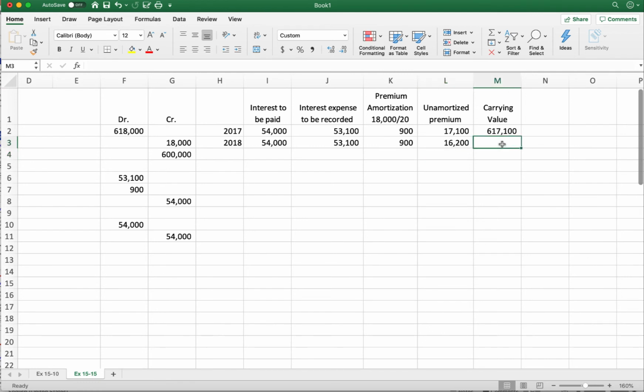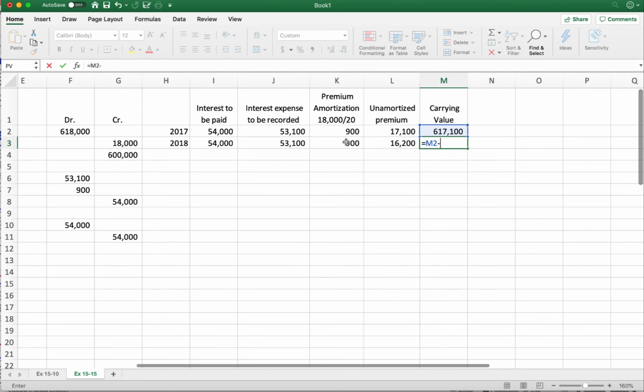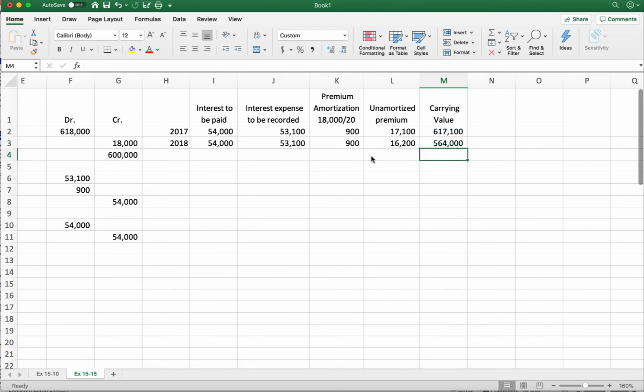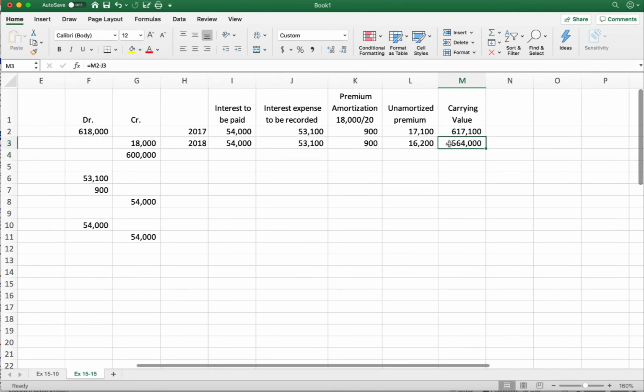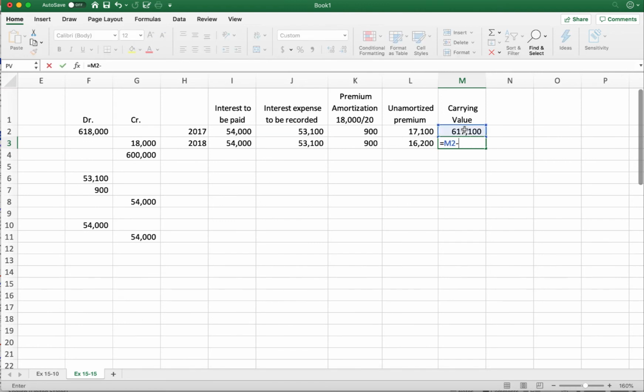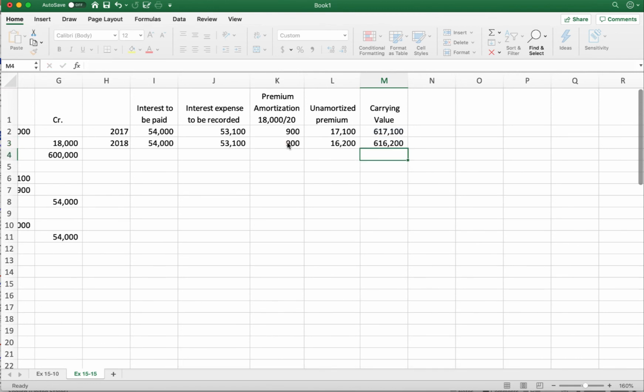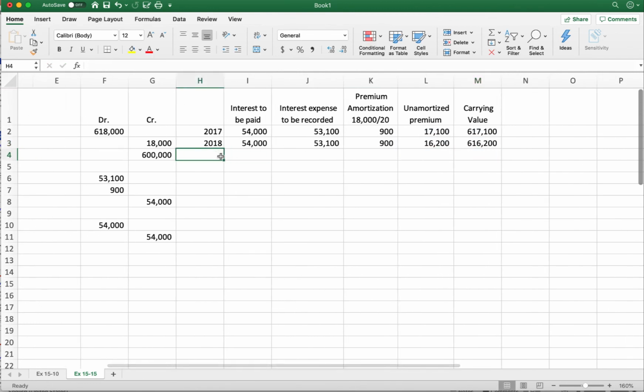Same thing with the carrying value. That's easy, right? What is the carrying value? Well, it's going to be the previous balance minus the amortized premium. Did I hit the right one? No, I did not. Sorry. There we go. Okay, same thing.